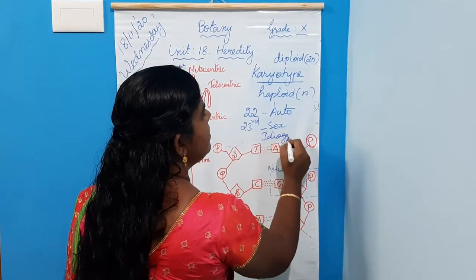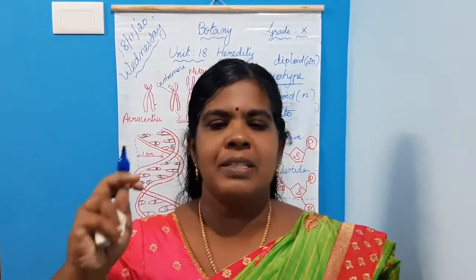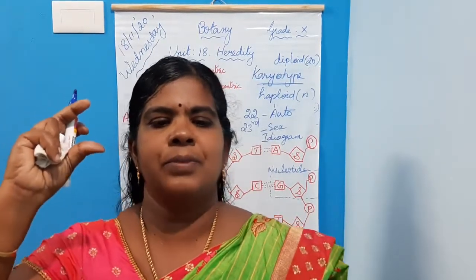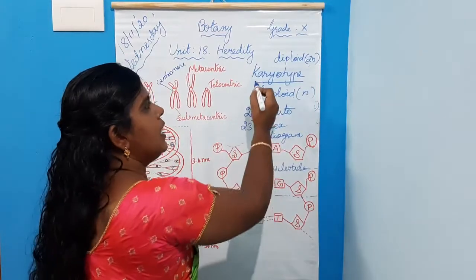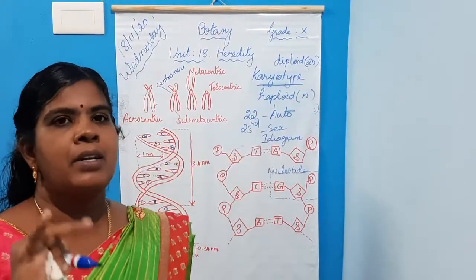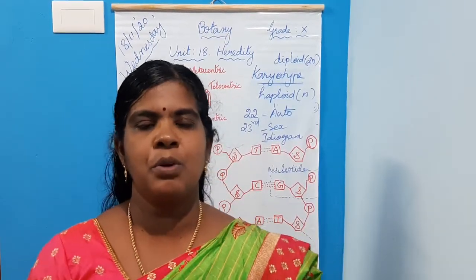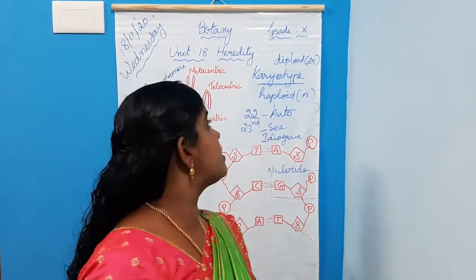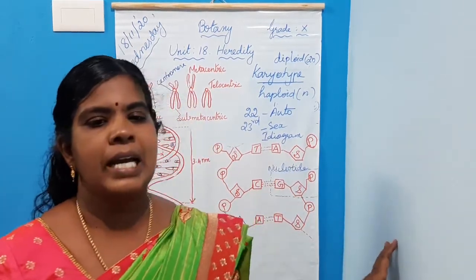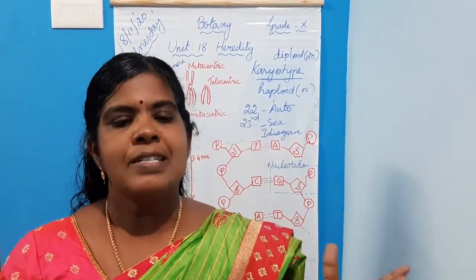Ideogram is the diagrammatic representation of the karyotype of a species. You know what karyotype is, isn't it? Karyotype is the shape, number, and position of chromosomes. So what is ideogram? It is a diagrammatic representation of the karyotype of a species.